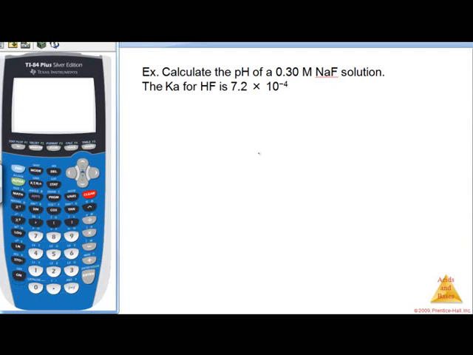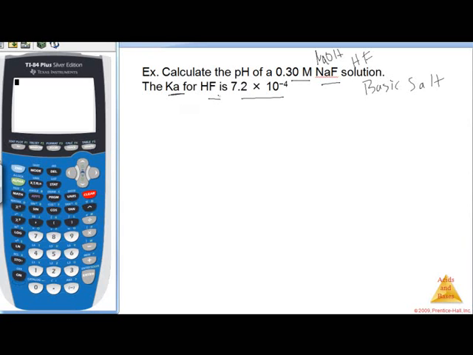Alright, so we want to calculate the pH of 0.3 molar sodium fluoride. The Ka for HF is this. Okay, so let's take a look at this. Sodium must come from sodium hydroxide. My fluorine comes from HF. So I'm going to end up with a basic salt. Yet they gave me a Ka, and I really need a Kb to figure this out.